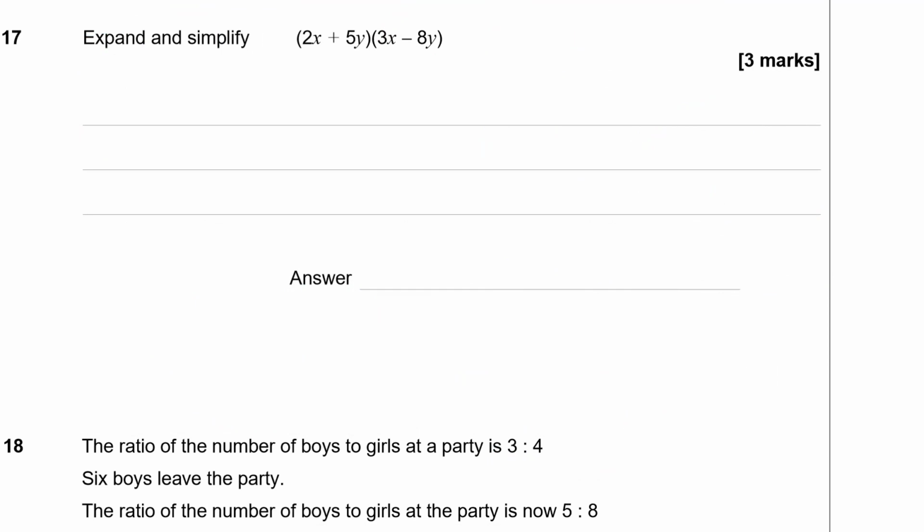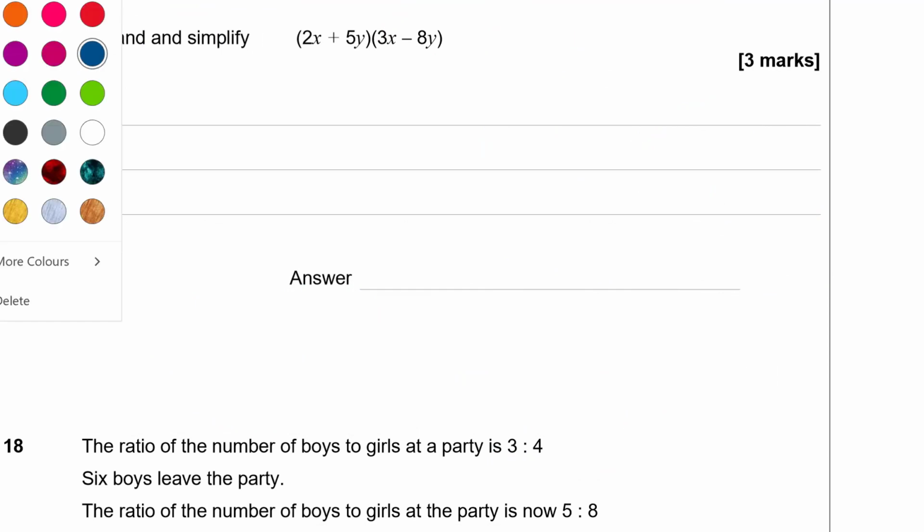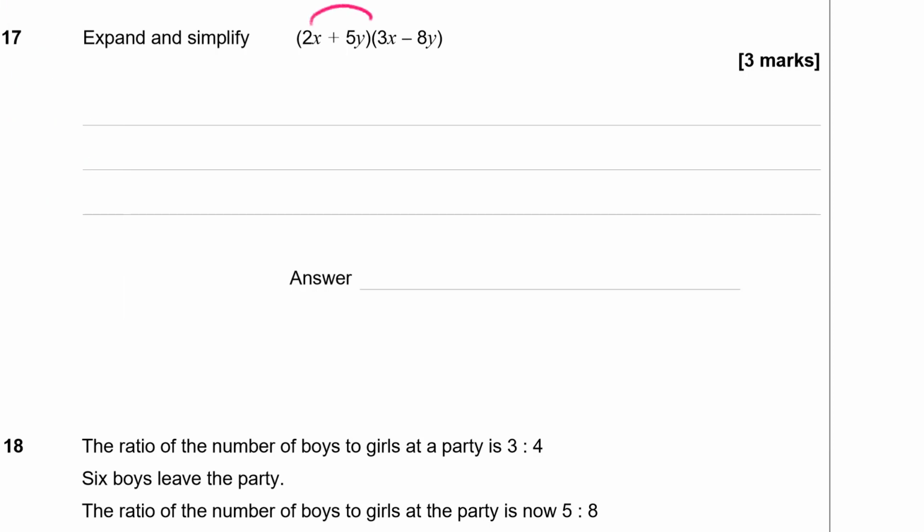Question 17 asks us to expand and simplify these pair of double brackets. So I'm sure you have a strategy for doing this. I usually do 2 eyebrows, a nose and a mouth. Let's multiply that out.